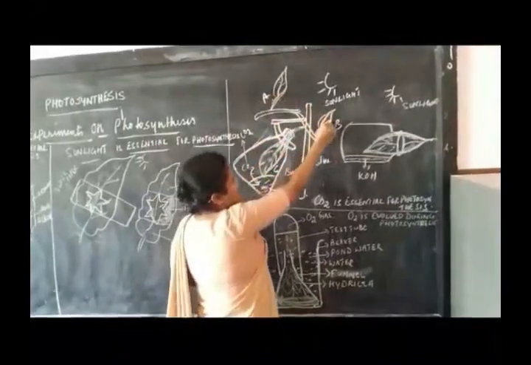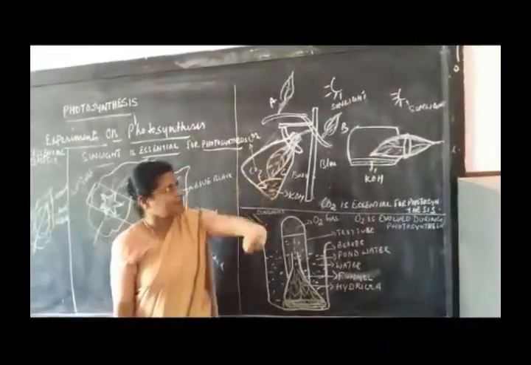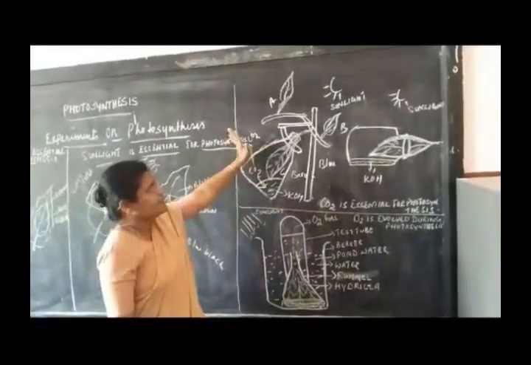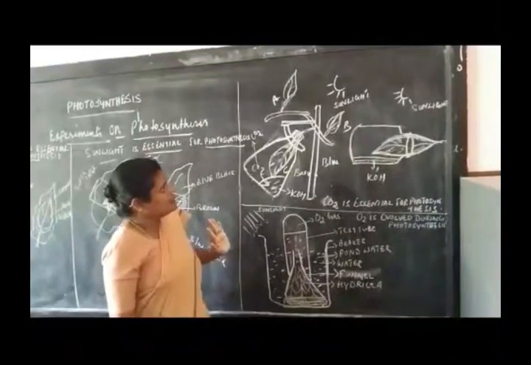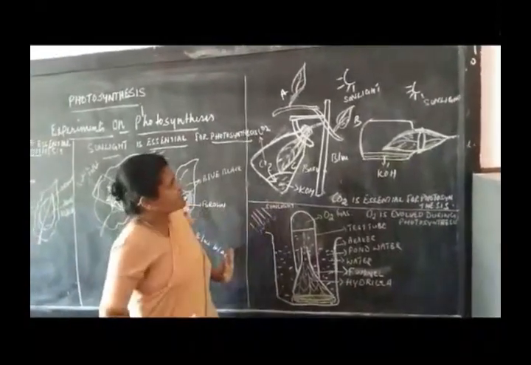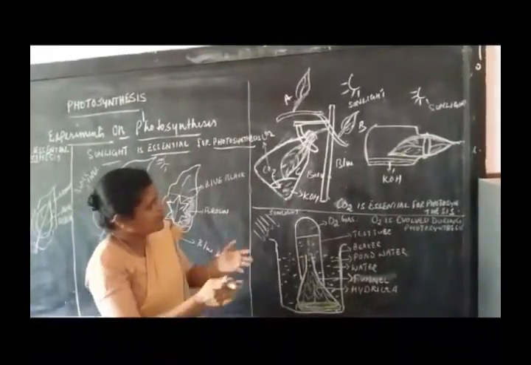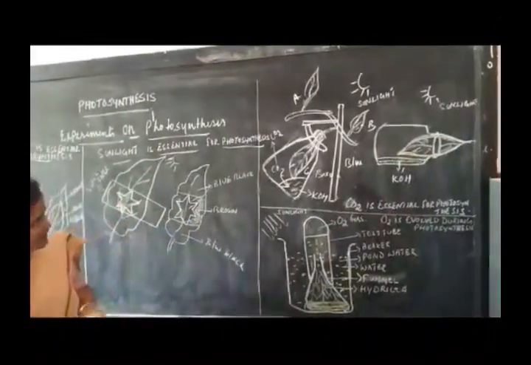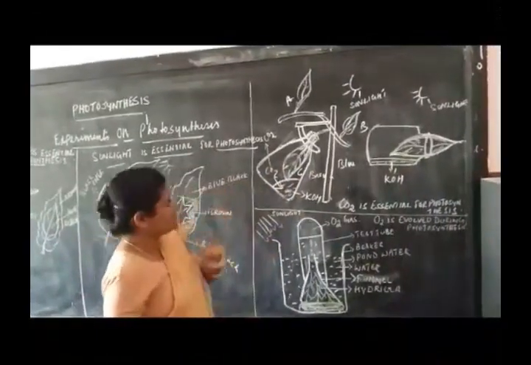Whereas A and B get all the raw materials needed for photosynthesis. They get carbon dioxide from the atmosphere, they get sunlight, they get water, they have chlorophyll. You leave the setup for 2 to 3 hours in the sunlight. At the end of 3 hours, you pluck all 3 leaves, leaf A, B, and C, and perform the starch test.